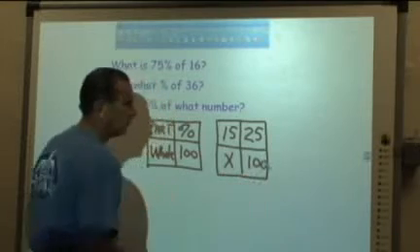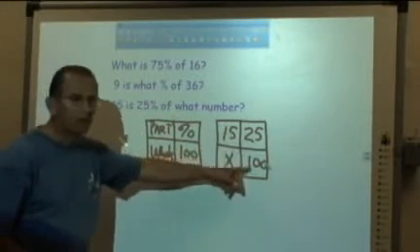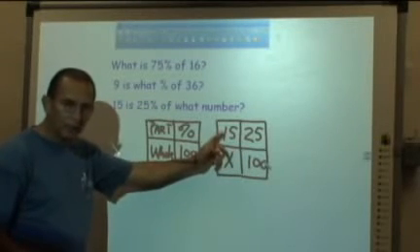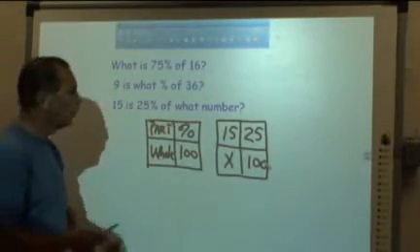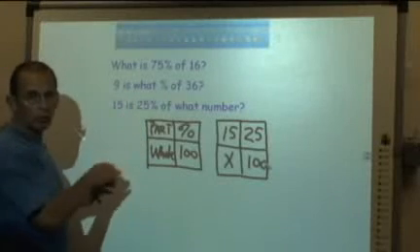100. Now notice, the x is now down here. I'm going to multiply these two numbers, get the product of that, the answer to that, and divide it by 25. So the x moves around based on what you're looking for.